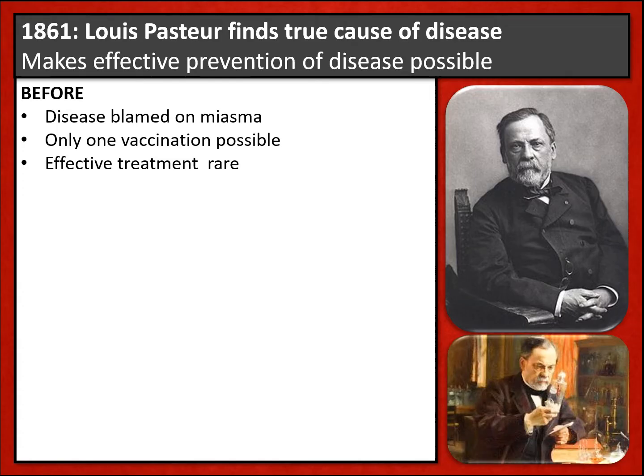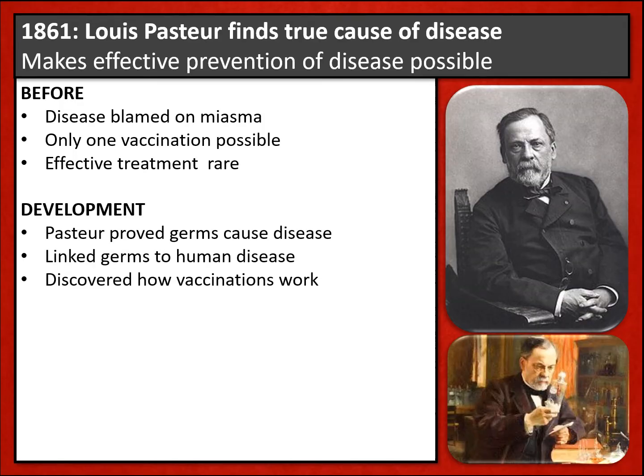So before Pasteur's work, disease was still being blamed on miasma. Only one vaccination was possible, that was Jenner's vaccination against smallpox, and effective treatments of disease were very rare.